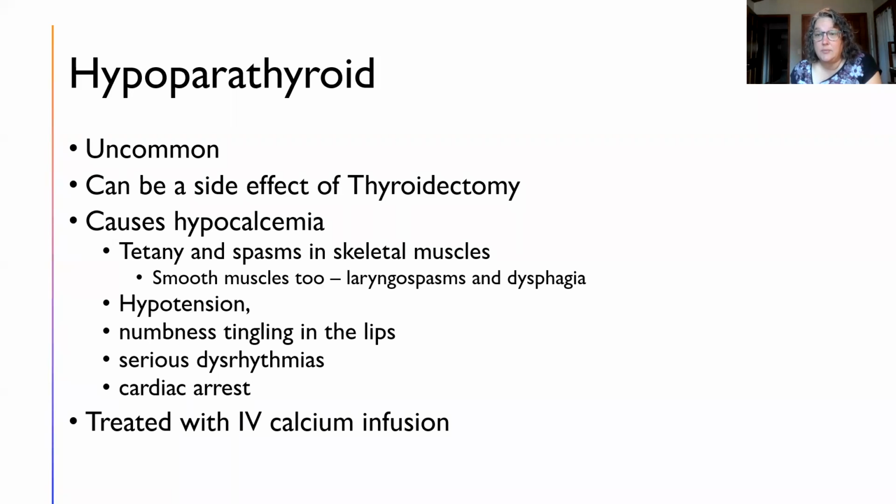Muscles need calcium for the ion channel that does the muscle contractility. If there's no calcium, the ion channel is broken and there's no contractility. Low parathyroid is also treated with IV calcium infusion.